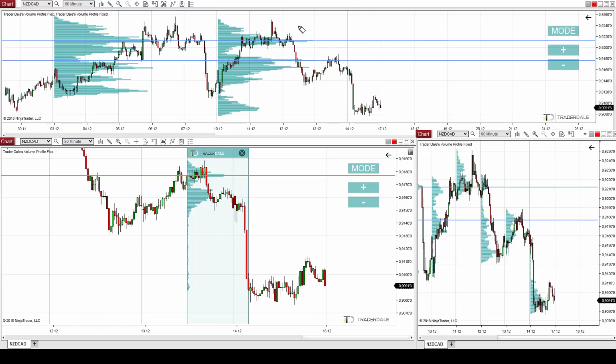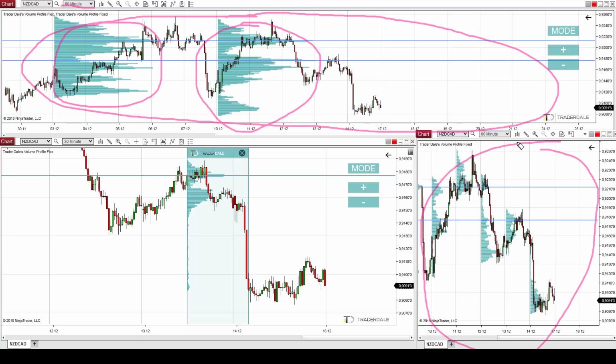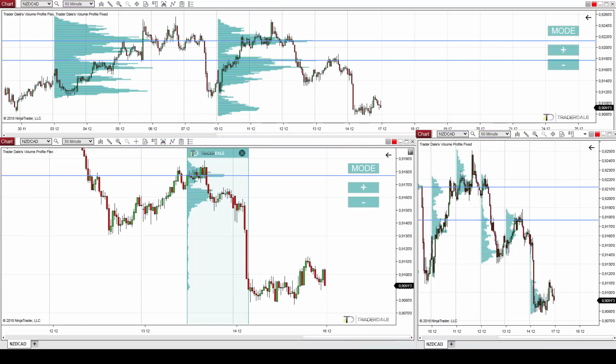Before you, you can see a screen with a setup which I use for my intraday trades. This chart right there shows a 60-minute time frame and weekly profiles. Those are weekly profiles. This chart right there shows 60-minute candles and daily profiles. Those are daily profiles, and this chart, the biggest one, is a 30-minute chart, and I'll use the flexible profile for that. So let's start with New Zealand dollar, Canadian dollar.